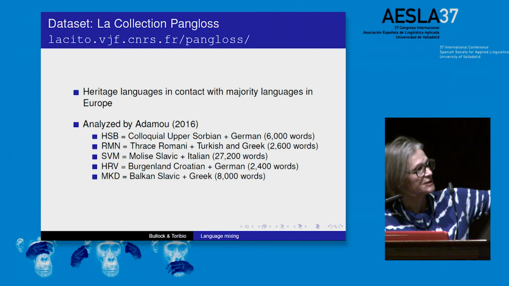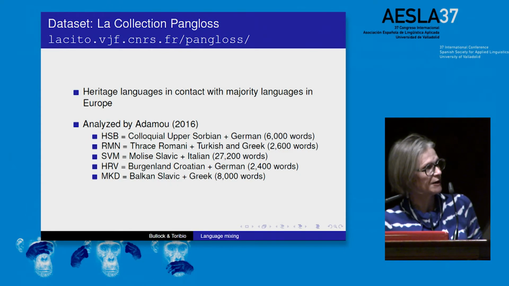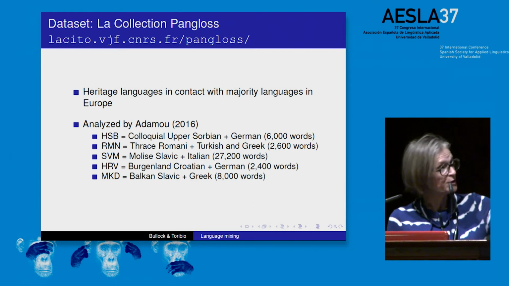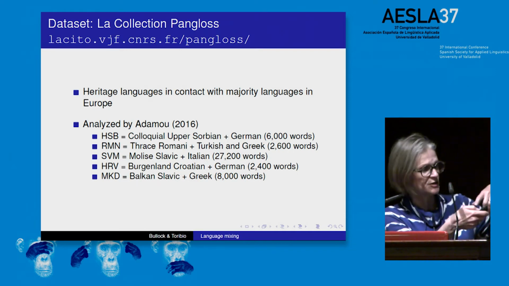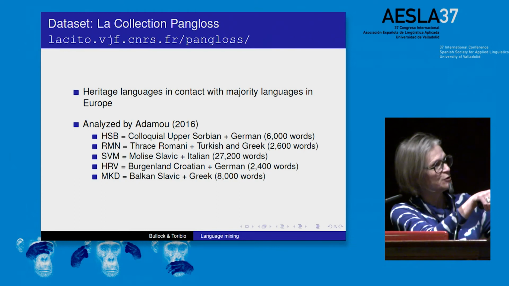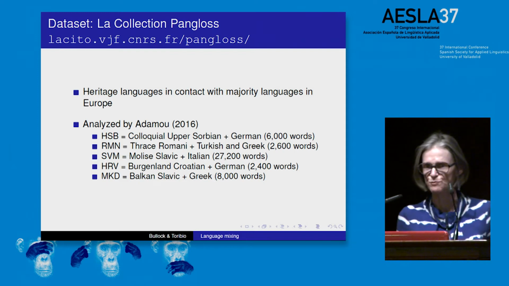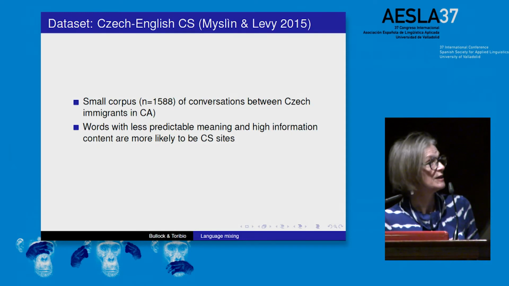But there's different Slavic languages that are in contact with majority languages in Europe. These are small corpora. You can see the largest one there is the Molise, the most Molise Slavic and Italian, which is about 27,000 words. The others are small, but still, they're useful for us.